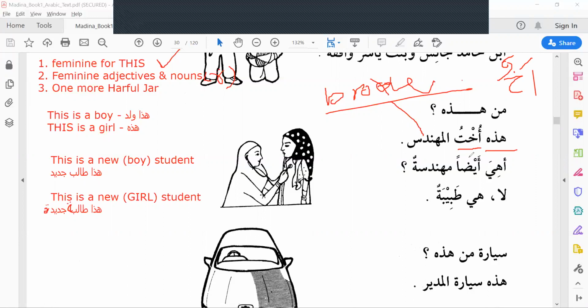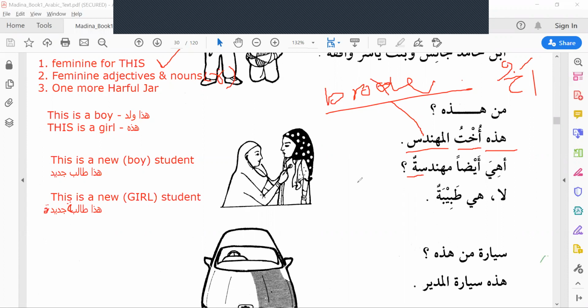Then why not ukhtun? Why is it just mentioned as ukhtu? It's because it is mudaf, engineer's sister. Hadihi ukhtu muhandisin. Mudaf should not have alif lam and should not have tanween. Here aidan muhandisatun. Here, muhandisun is a male engineer, muhandisatun a female engineer.